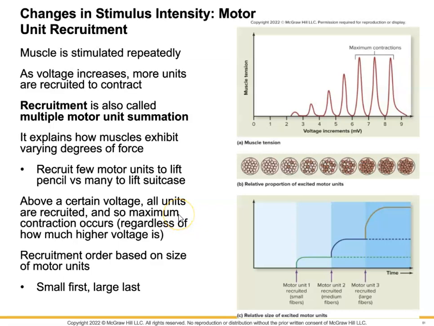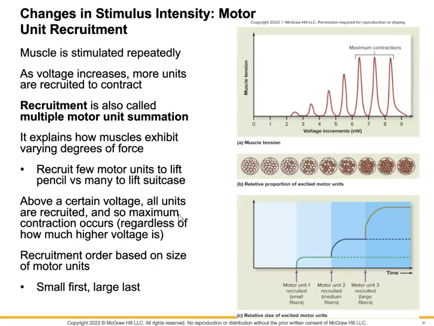So recruitment helps to explain how our muscles can exhibit what we call the all or none law, but also varying degrees of force. So all or none simply means that if a skeletal muscle fiber is going to contract in response to a stimulus, it will contract completely. That's the all. And if the stimulus is sub-threshold, the muscle will not contract. That's the none. So each time a skeletal muscle contracts, it contracts maximally or not at all.